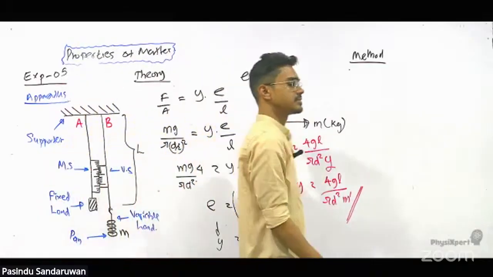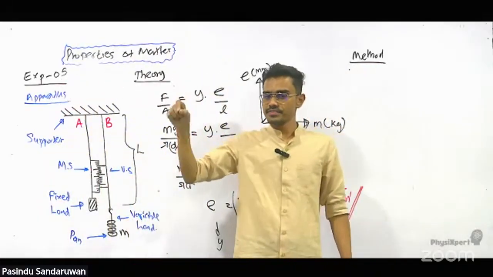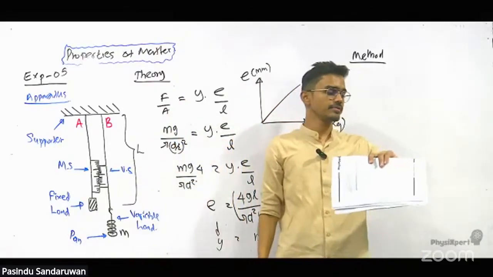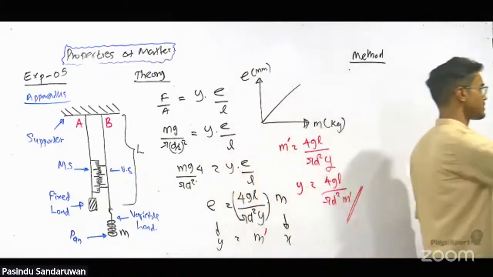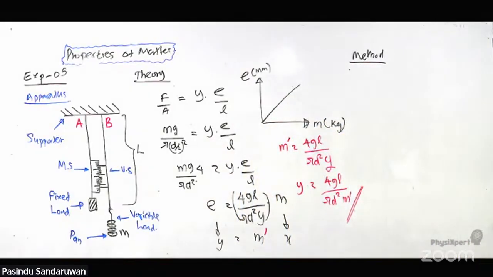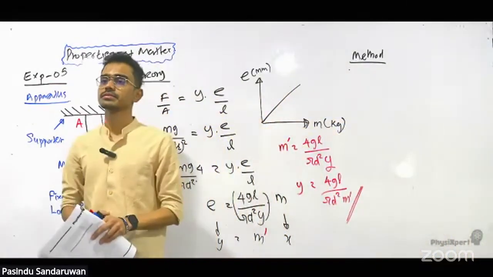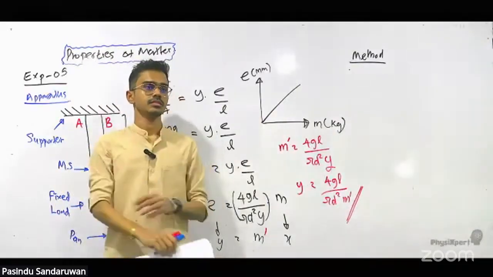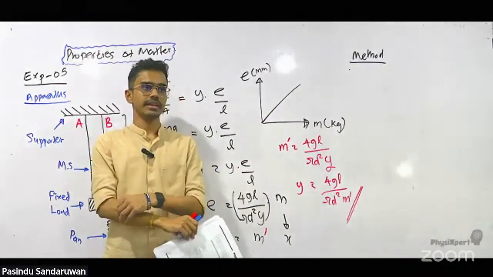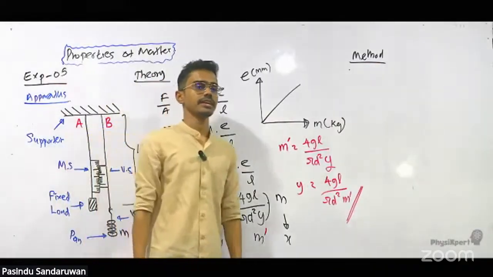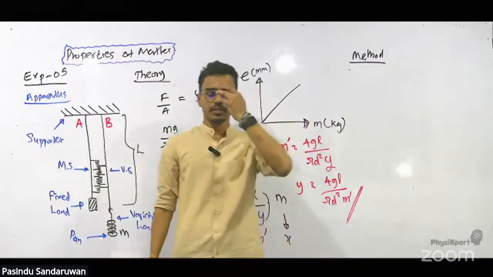Right. Next point. Add a mass of 0.5 kilograms to the pan, and take the respective reading using the scales.